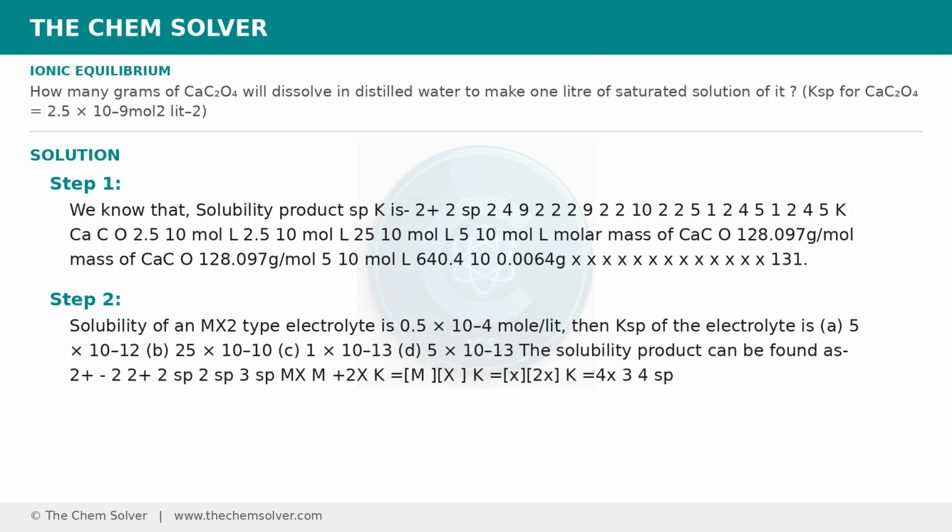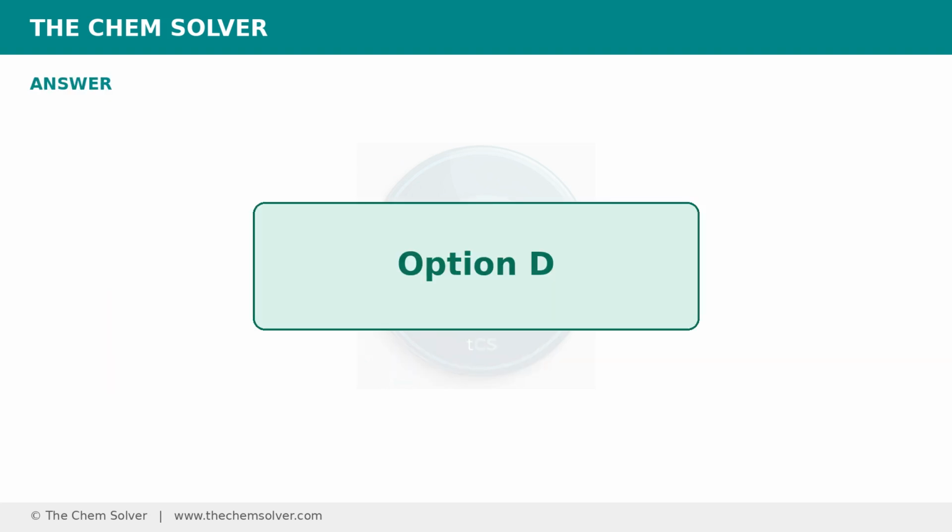The solubility product can be found as follows: MX2 dissociates into M2+ plus 2X−. If the solubility is s, then [M2+] = s and [X−] = 2s. So Ksp equals s times (2s)², which equals 4s³. The answer is D.